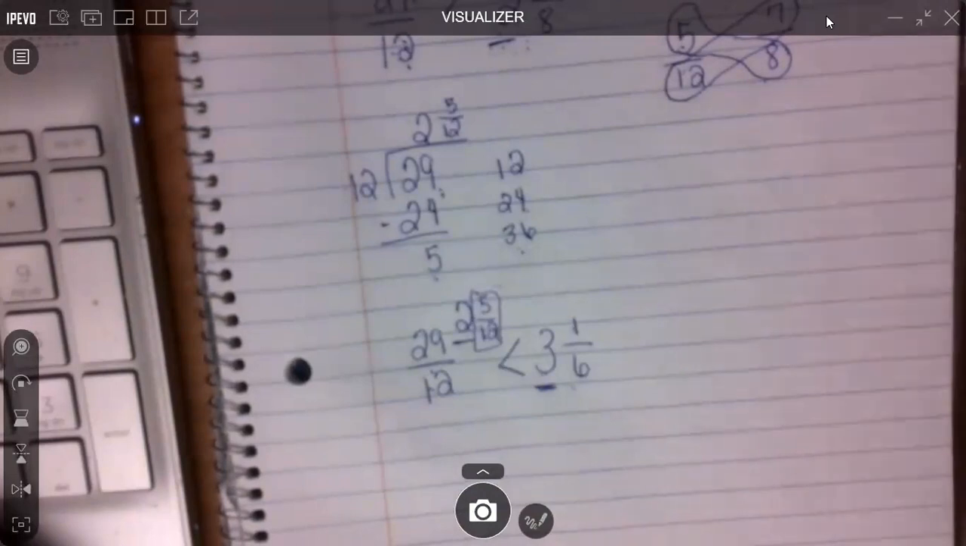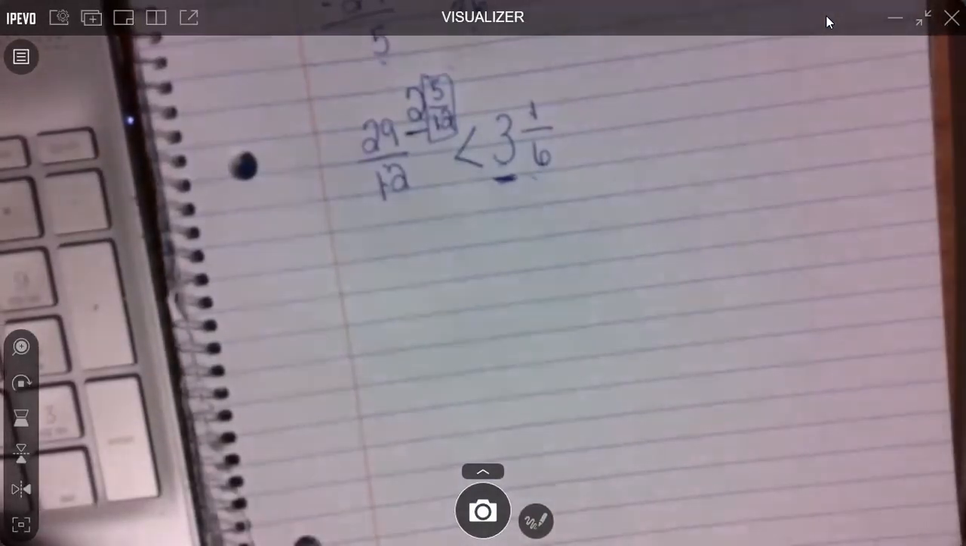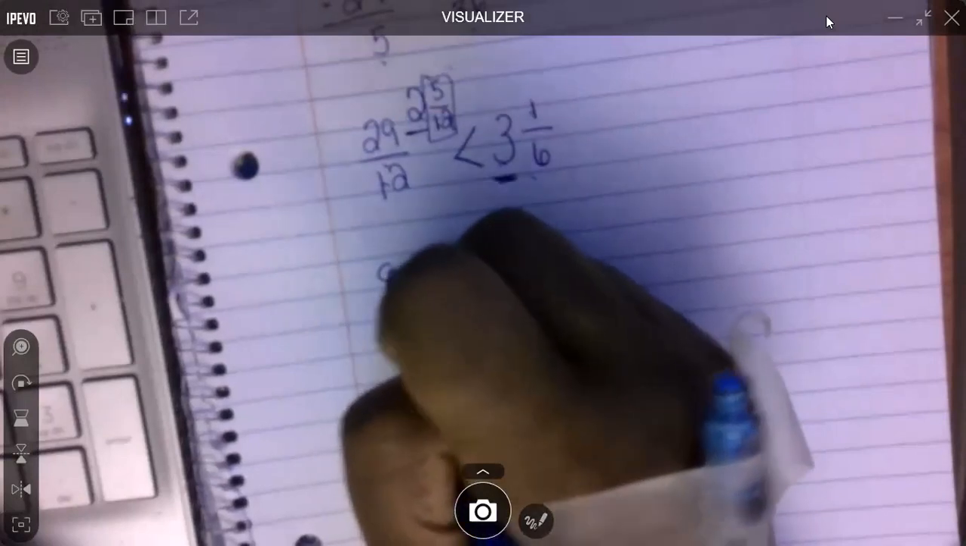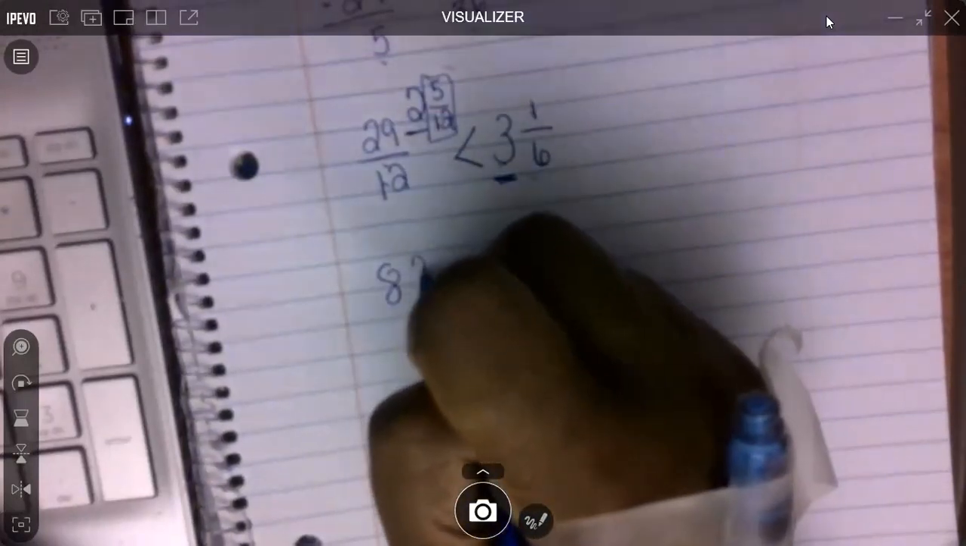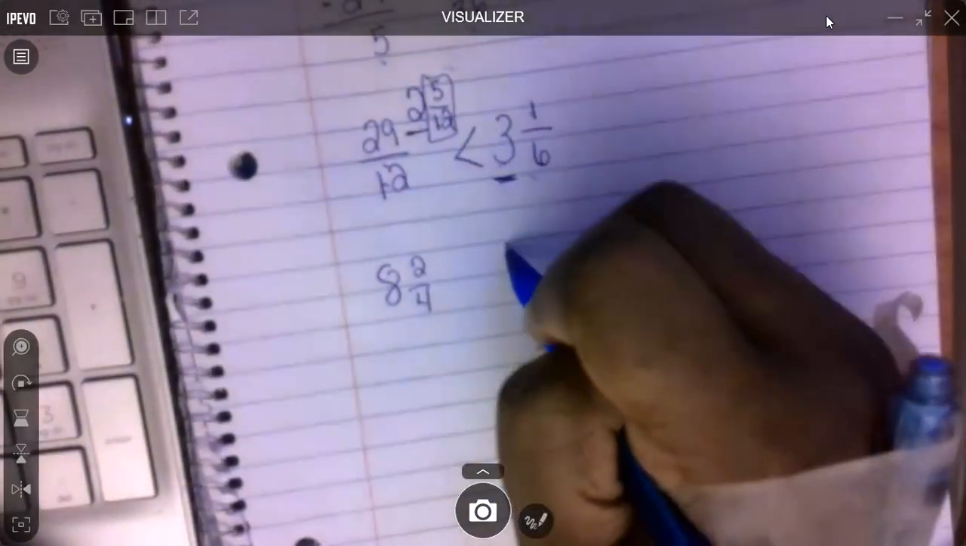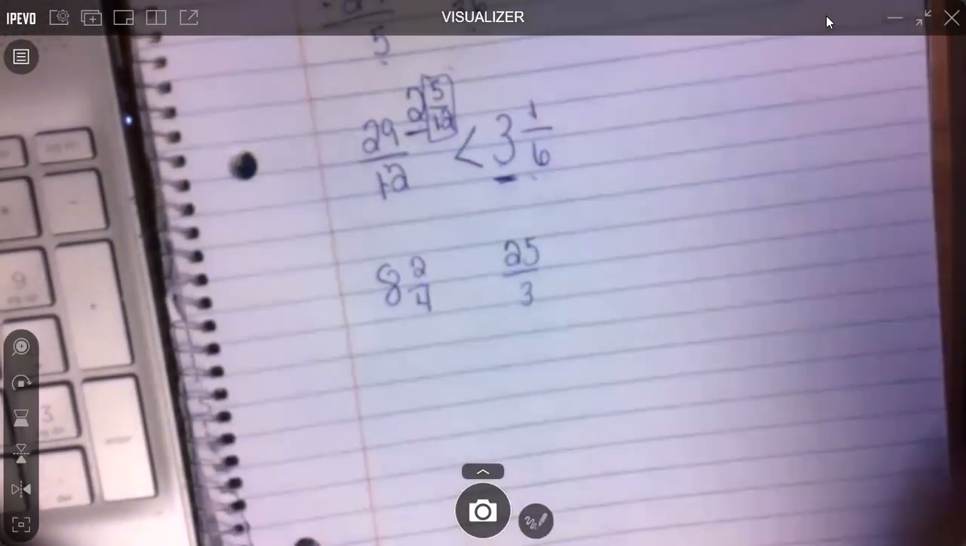All right, so let's go to number 2, B, because we're not going to do the number line. We're just going to compare the fractions. Okay, so we have 8 2/4, and we're comparing it to the improper fraction of 25 thirds.